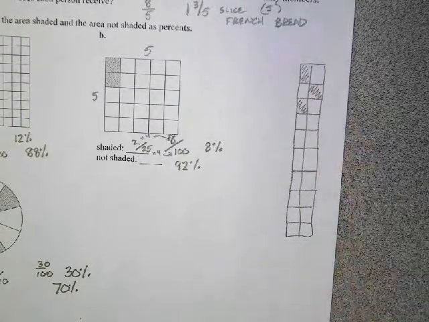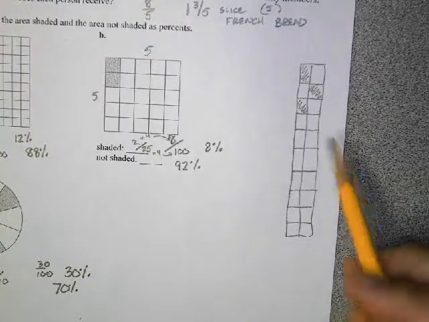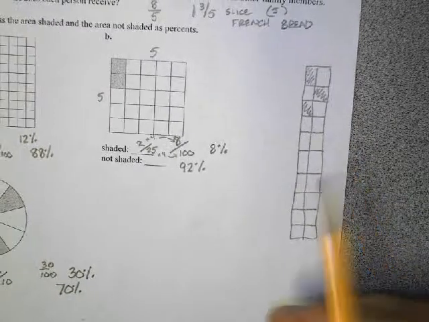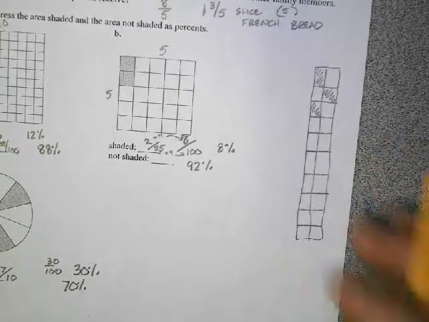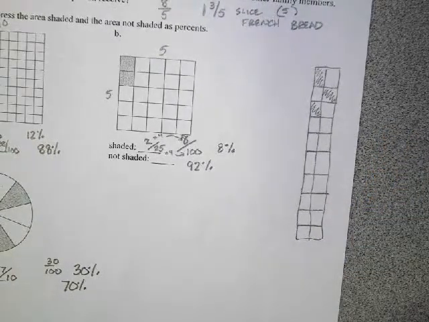What I'd like you to do is make this drawing over on the side. It's a 2 by 10. There's 20 total little rectangles. 3 of them are shaded. So I would like you to tell me what percent is shaded and what percent is not.